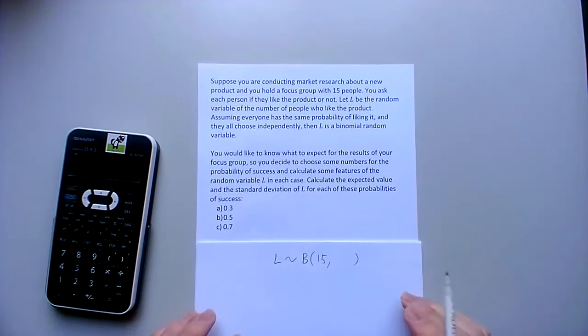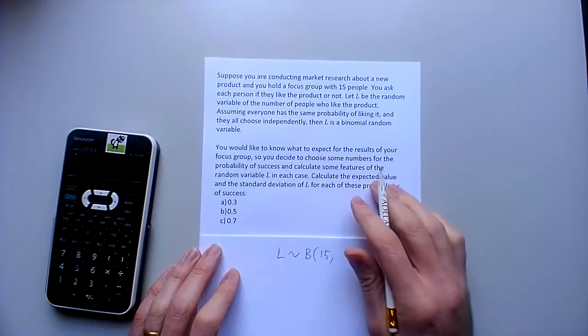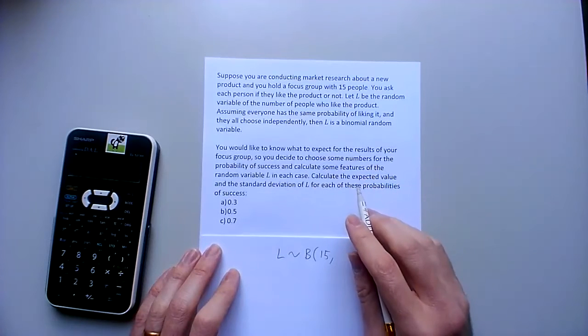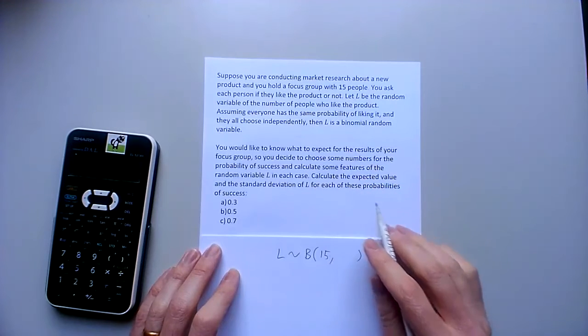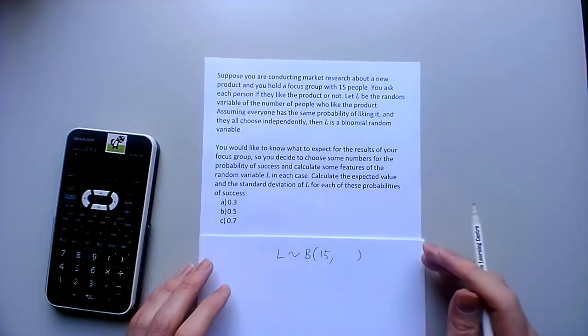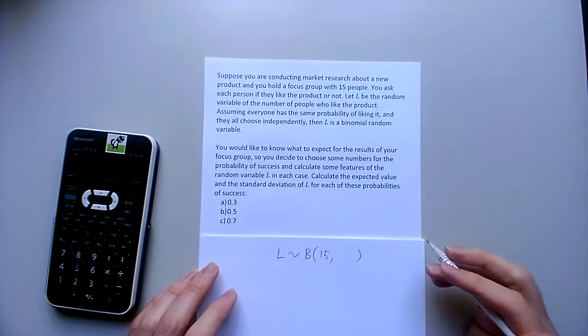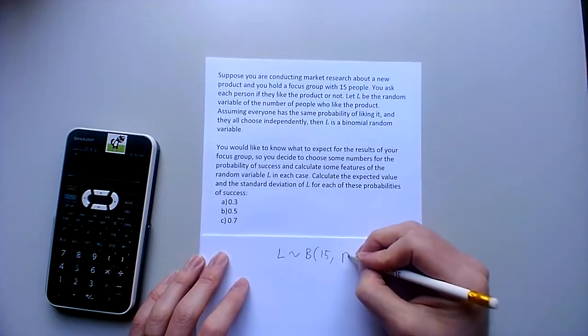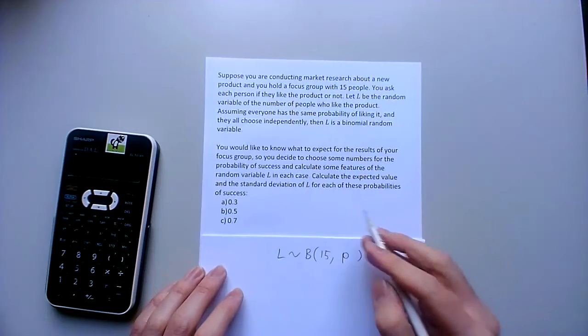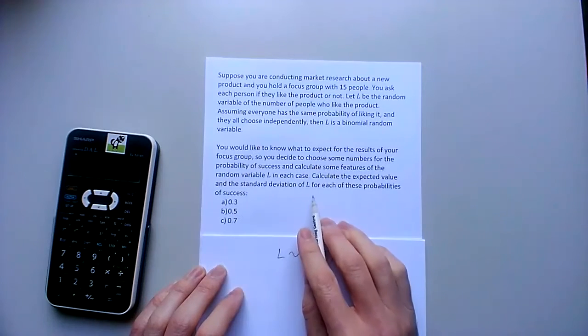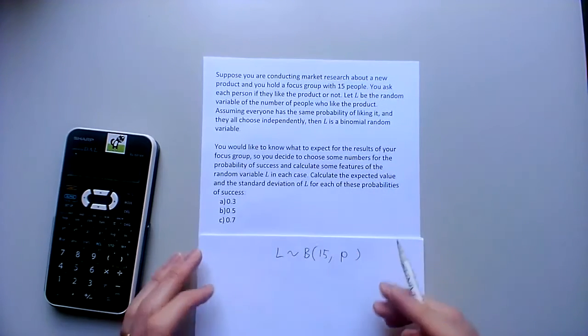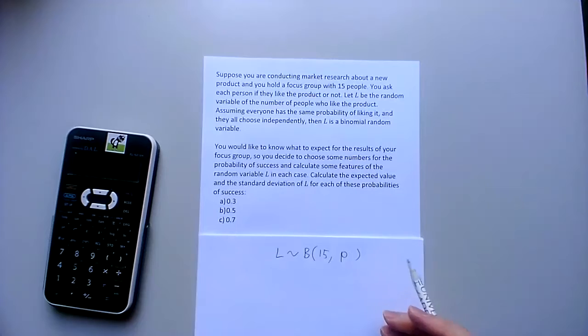You would like to know what to expect for the results of your focus group, so you decide to choose some numbers for the probability of success and calculate some features of the random variable L in each case. Okay, so we're going to pick different things. So I'm just going to call it P. Calculate the expected value and the standard deviation of L for each of these probabilities of success: 0.3, 0.5, 0.7. Okay.